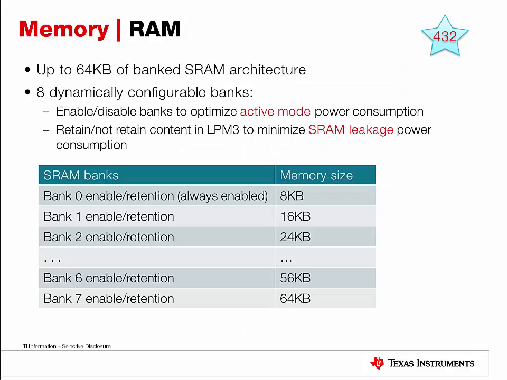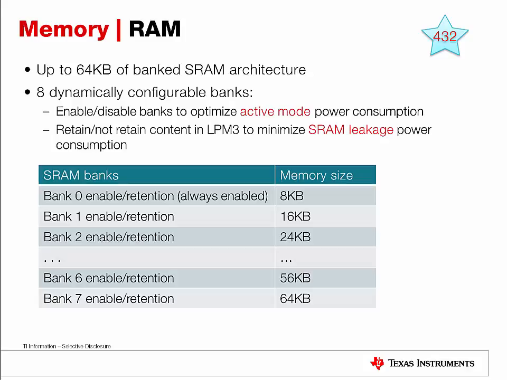On MSP432, there are 64 kilobytes of SRAM memory, and this 64 kilobytes of RAM is broken up into 8 dynamically configurable banks, each with 8 kilobytes of memory. For each of the SRAM banks, there are 2 options that you can choose in order to optimize for power consumption. First off, you can enable or disable the banks entirely, and this will shut off any power consumption to the bank. The second option is that you can also choose to retain or not retain the content in LPM3 to minimize the SRAM leakage power consumption.